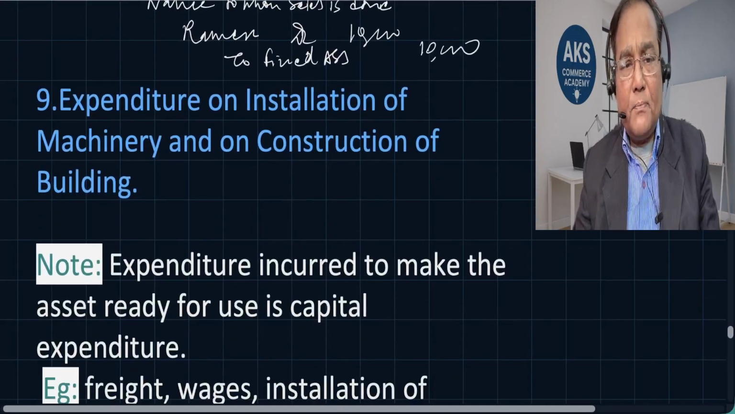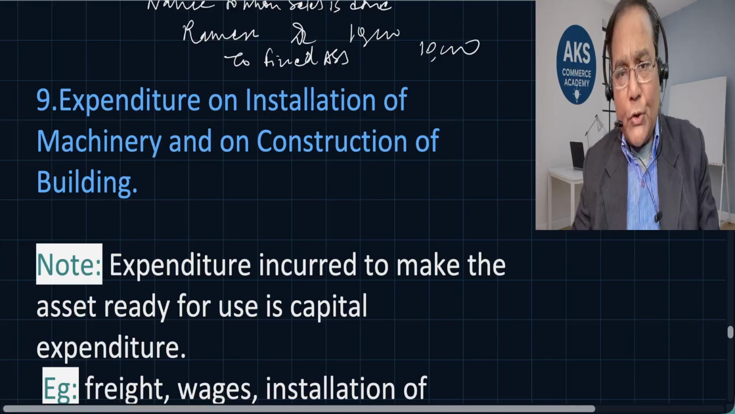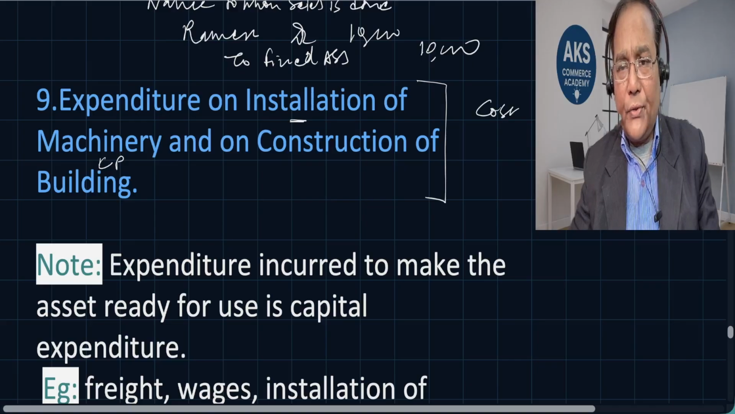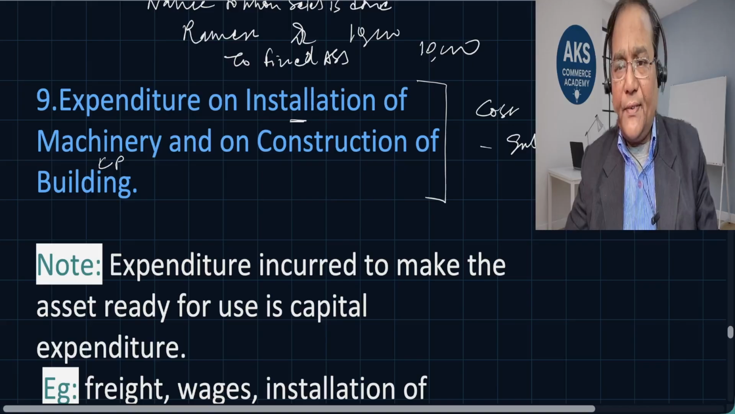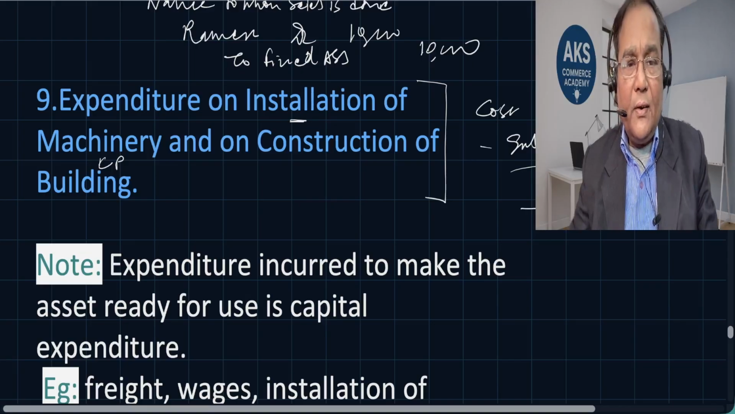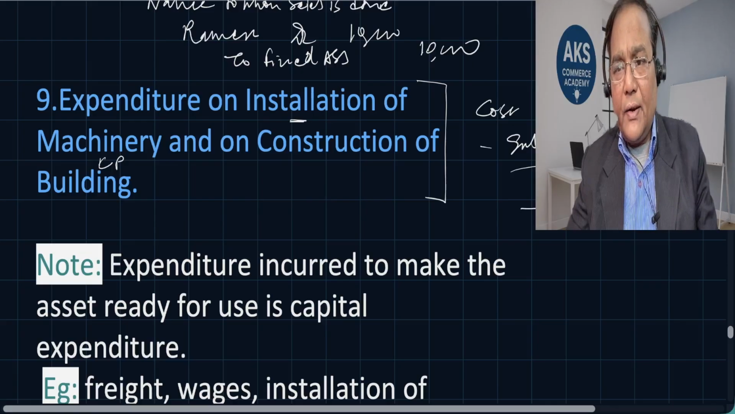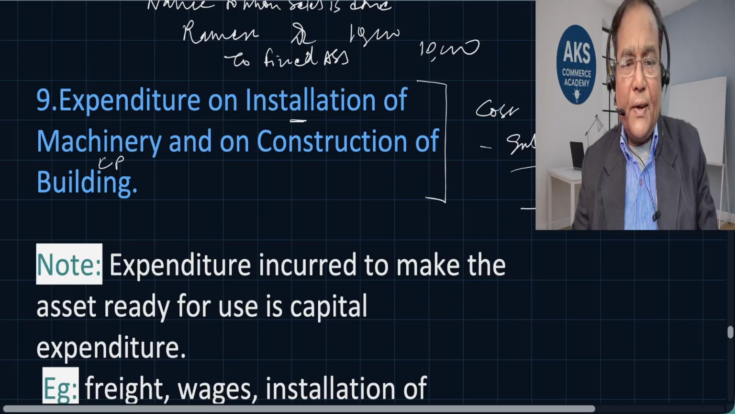Expenditure on installation of machinery and on construction of building. In both scenarios, what we understand here is that machinery has a cost price and there is an installation cost. So the cost of machine is inclusive of installation. Let us say the machine cost is 1 lakh rupees and there is an installation cost of 10,000 rupees. Put together it is 1 lakh 10,000. Is this clear? So expenditure on installation of machinery and on construction of building, both are added, and this is the value. Now comes the next one.